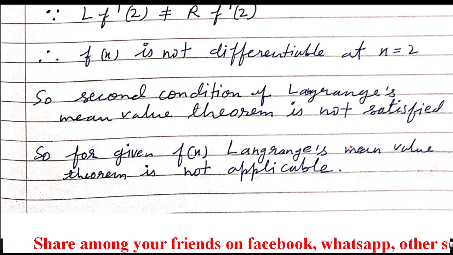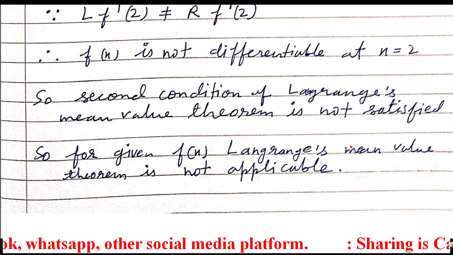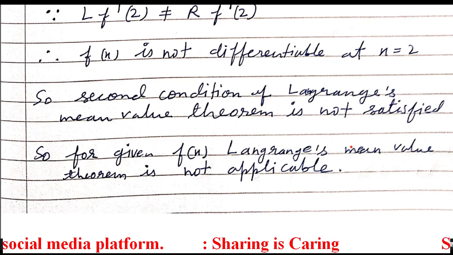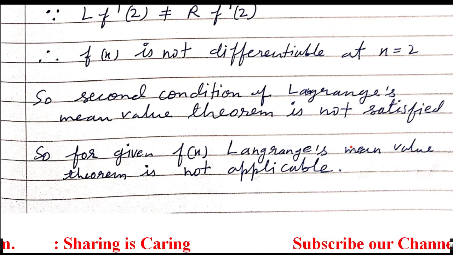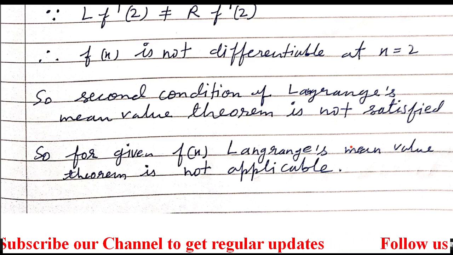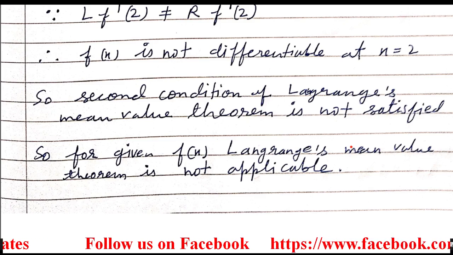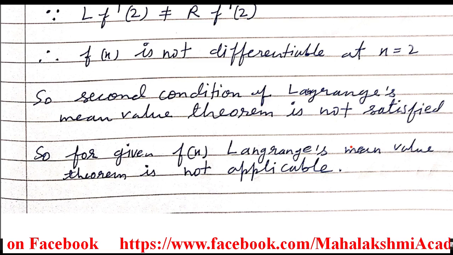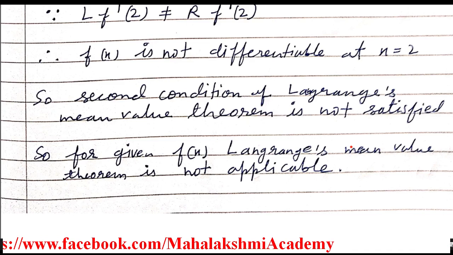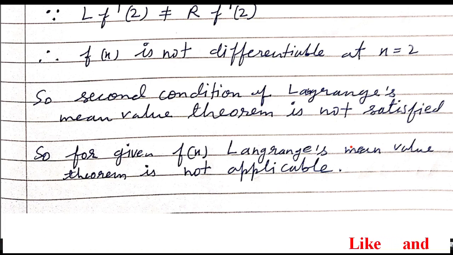So in this question, students, a polynomial function is split in two parts, for x less than 2 and for x greater than or equal to 2. So in this situation, for x less than 2 and for x greater than 2, we don't have any problem, but for x equal to 2, we have to actually prove whether the function is continuous or differentiable or not. So when we started to prove it, we found that the function is continuous at 2, but the function is not differentiable at 2 because the left hand derivative and right hand derivative are not equal. And since the second condition of Lagrange's mean value theorem is not satisfied, that's why for the given function f(x), Lagrange's mean value theorem is not applicable.